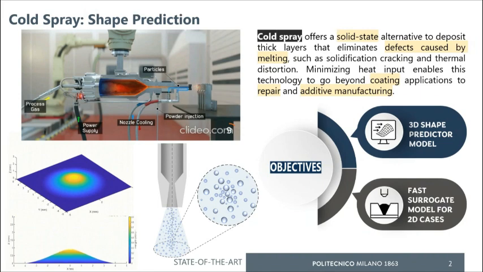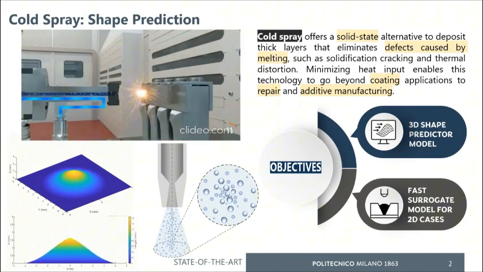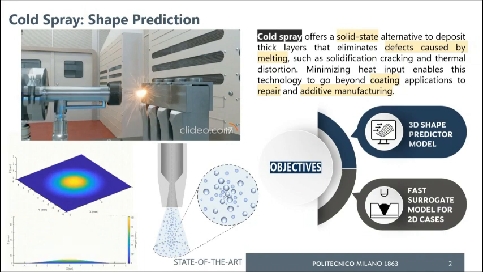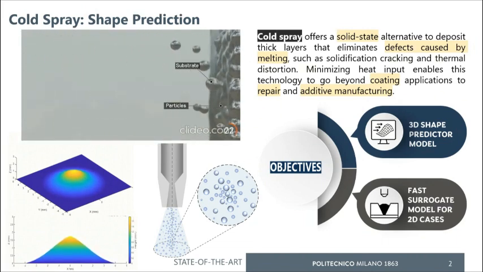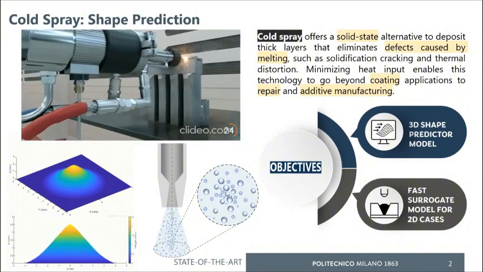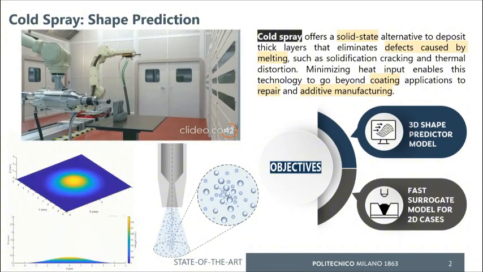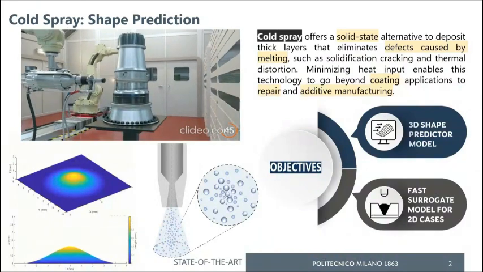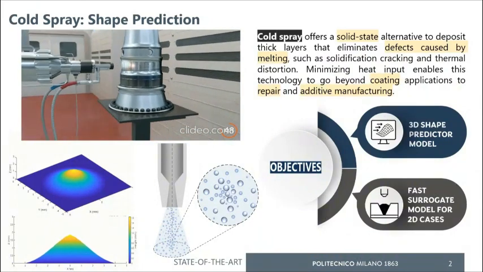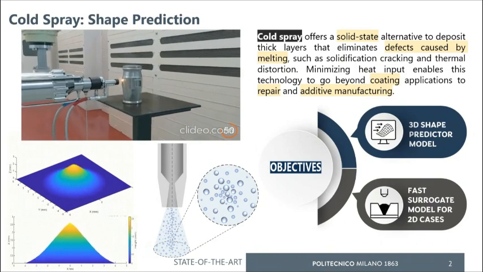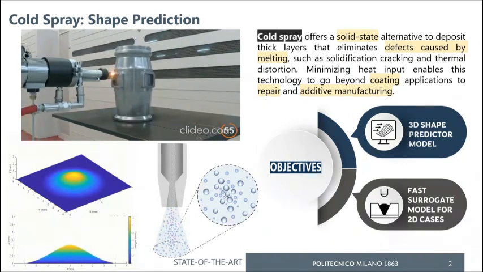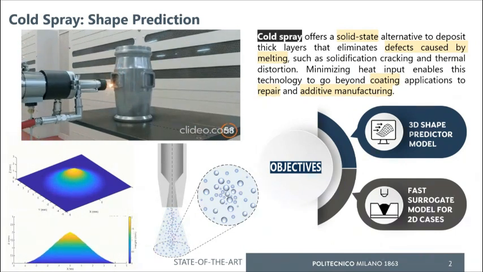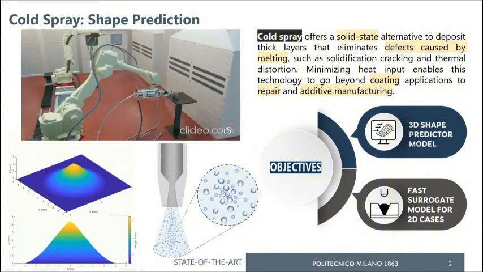But one challenge in depositing thick deposition using cold spray is shape prediction, because if we consider the gas stream after exiting the nozzle, we can see that the majority of the powder is concentrated along the nozzle axis. So we will have a Gaussian-like deposition shape. Today I will talk about a 3D shape predictor model and also a fast surrogate to be integrated with an optimizer.